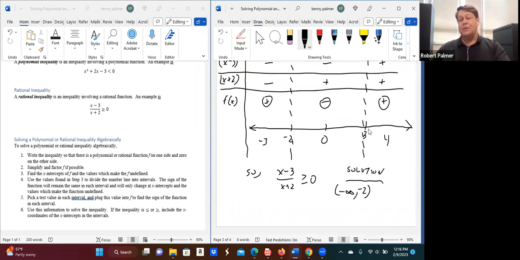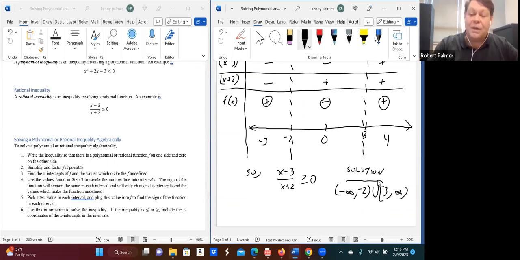But this one here, this interval from 3 to infinity. In this case, the 3 is included because it's greater than or equal to. Once again, remember here the -2 is not included because there was a vertical asymptote there. It's where it's undefined. And then finally, use the union sign in the middle.